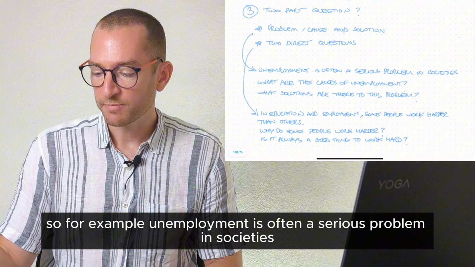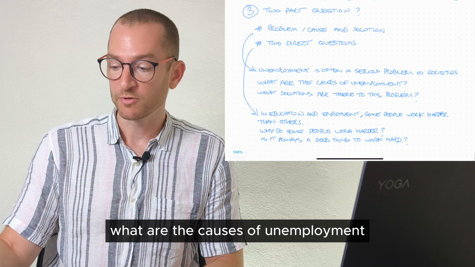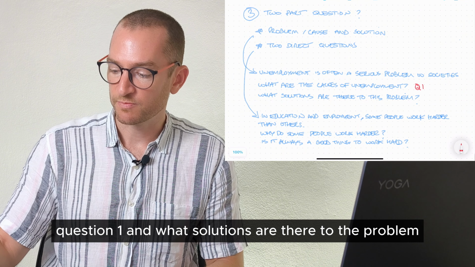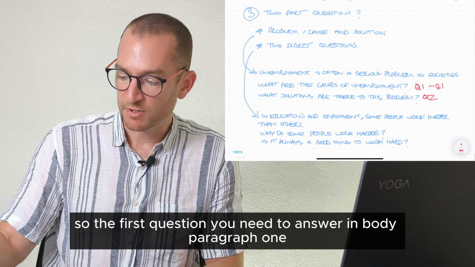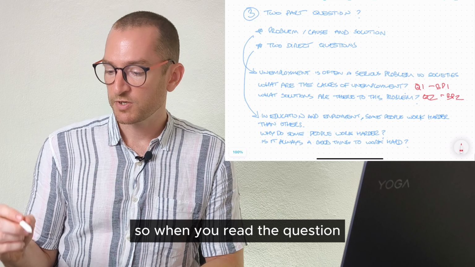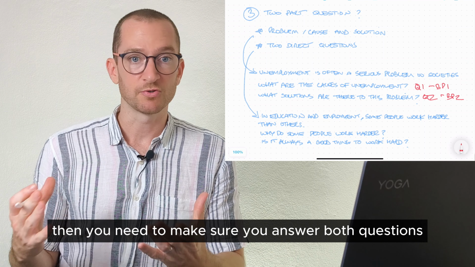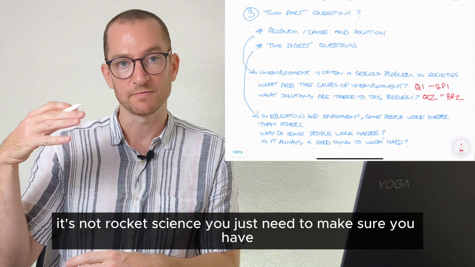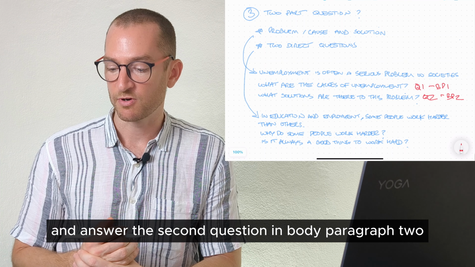So for example, unemployment is often a serious problem in societies. What are the causes of unemployment? So that's question one. And what solutions are there to the problem? So that's question 2. So the first question you need to answer in body paragraph 1, and the second question in body paragraph 2. So when you read the question, if you see there are 2 parts, if you see there are 2 questions, then you need to make sure you answer both questions. It's not rocket science. You just need to make sure you have one question answered in body paragraph 1 and answered the second question in body paragraph 2.